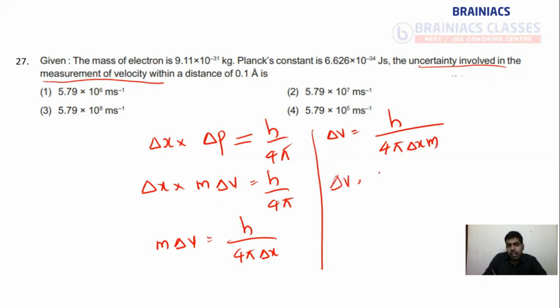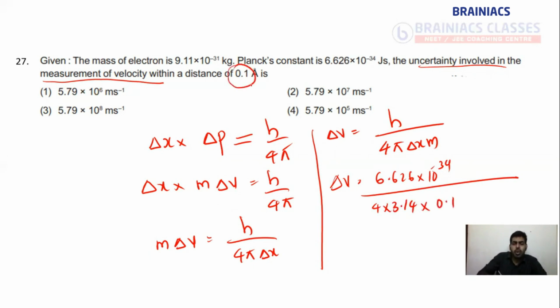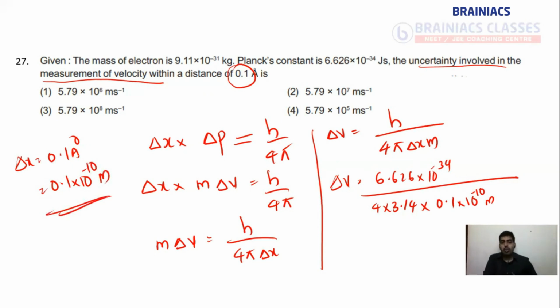So delta v is equal to h value 6.626 into 10 raised to minus 34 divided by 4 pi, 3.14, into delta x, 0.1. Here it is given that the distance is 0.1 angstrom. Converting angstrom to meter, 1 angstrom is equal to 10 raised to minus 10 meter, so 0.1 angstrom is 0.1 into 10 raised to minus 10 meter, into mass 9.1 into 10 raised to minus 31 kg.